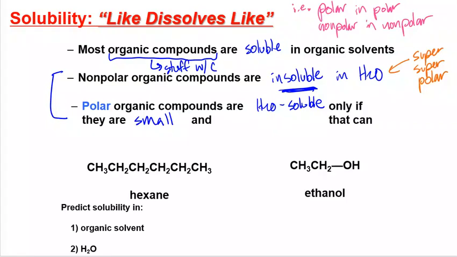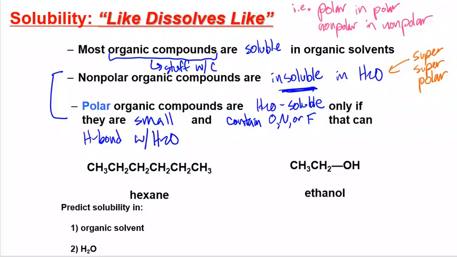Anyway, if they're small and they contain, now pay special attention to this, an oxygen, a nitrogen, or a fluorine. Where else have you heard of oxygen, nitrogen, and fluorine being grouped together, aside from the periodic table? Well, it's in hydrogen bonding. The ability of small organic compounds to dissolve in water has to do with their ability to hydrogen bond with water. So if it contains an O, an N, or an F, it is able to hydrogen bond with water.